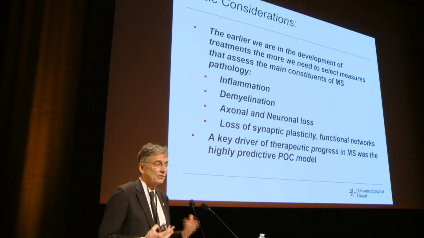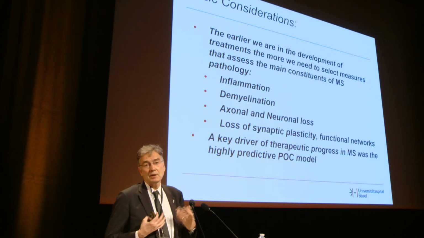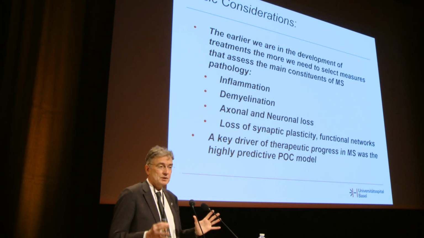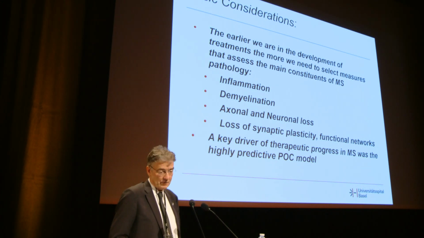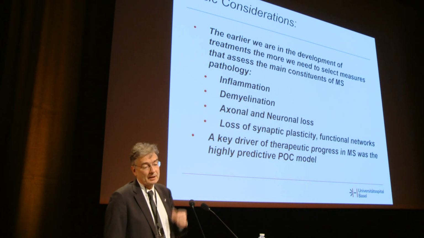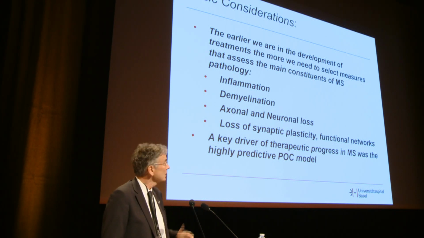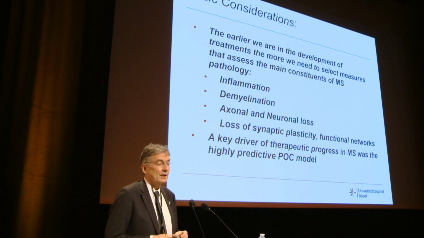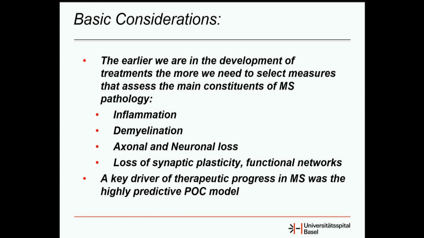As I already mentioned, with a paradigm of inflammation in the early phase, with focal inflammation that we image with gadolinium-enhancing lesions and new T2 lesions, we were quite lucky to catch at least a part of the important pathogenesis for this disease. But we must expand our understanding and assessment of demyelination, axonal and neuronal loss, and perhaps even loss of synaptic plasticity and the functioning of functional networks, if we want to assess the disease and the measures that we take in order to fight the disease in a better way.